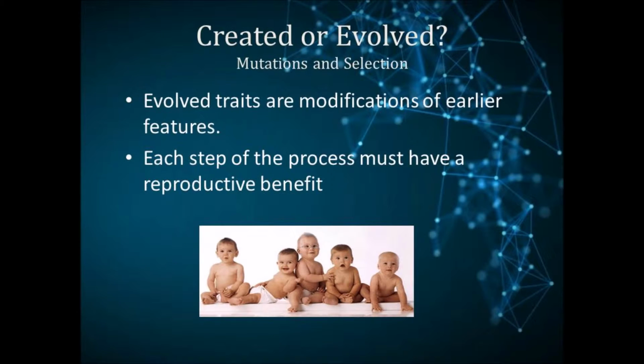For a trait to have evolved via natural selection, it first must be a modification from an earlier feature or an ancestral trait. Adaptations must also provide some kind of reproductive benefit, or else selection will not take place. To determine that our trait has indeed evolved through natural selection instead of having been created through mutation, we can make a few predictions.